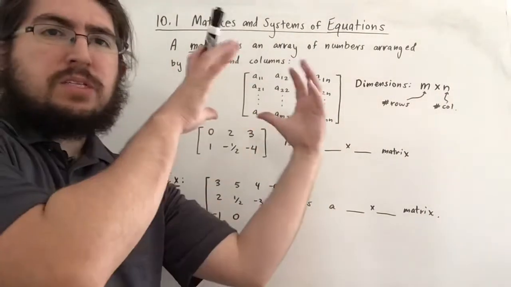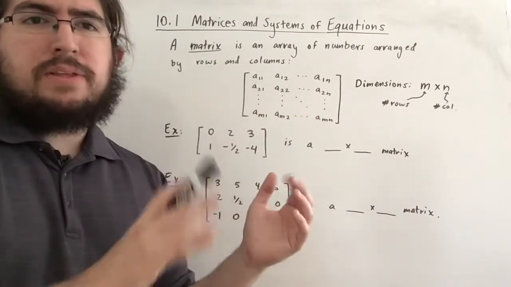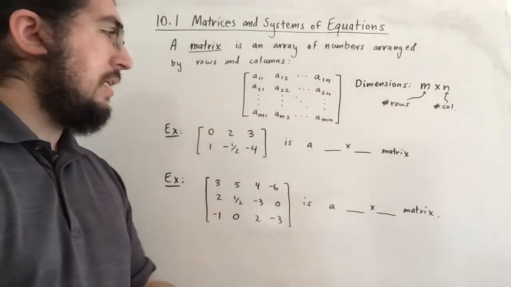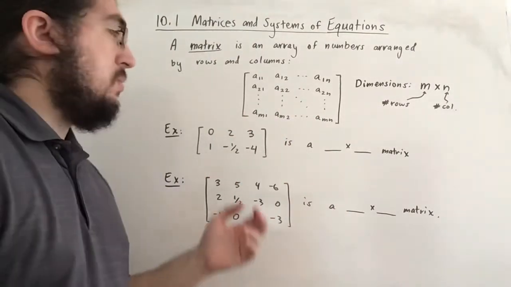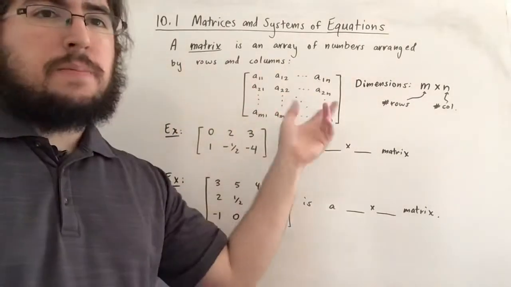So basically we'll have these brackets. Some books use parentheses, but our book uses brackets. In fact, I prefer using brackets as well. And then we have these numbers here.